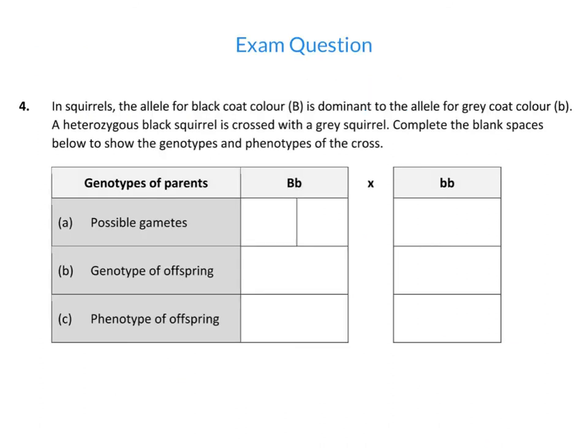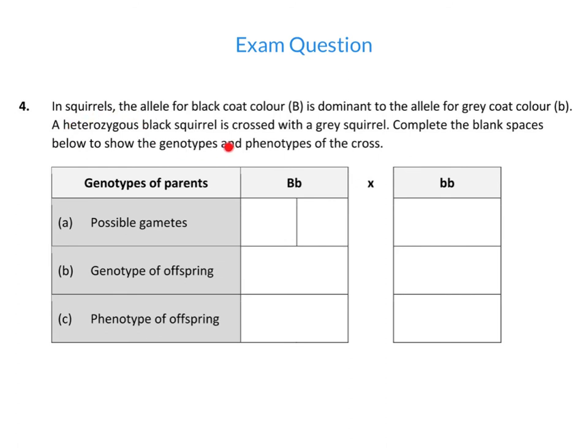All right, we're going to have a look at an exam question then which came up. So this came up a couple of years ago. So it says, in squirrels, the allele for black coat color, which is B, capital B, is dominant to the allele for a gray coat color, which is a small b. A heterozygous black squirrel is crossed with a gray squirrel. Complete the blank spaces below to show the genotypes and phenotypes of the cross. So let's just have a quick look.